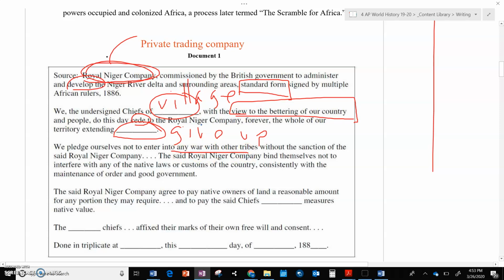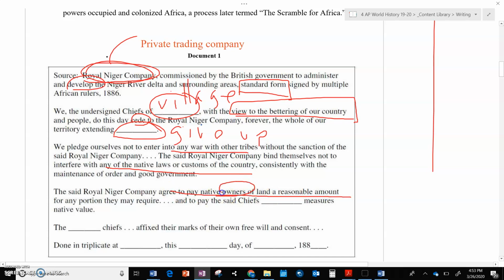The Royal Niger Company binds themselves not to interfere with native laws. So, of course, they said we will respect your culture. Again, missionaries lots of times followed in after trading companies and tried to convert, so that probably wasn't always consistently true as well. And then at the very end, it says, "We agree to pay the owners of a land a reasonable amount for portion they may require."